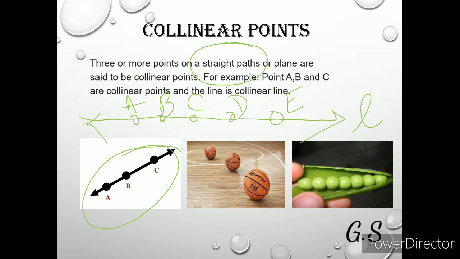We can see an example: these are basketballs kept one after another, so they are in a collinear line. And we can also see an example of P's, all the P's one after another. So this is also an example of collinear points.